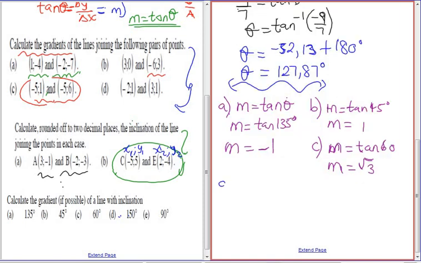Let's go for D. You're seeing that the angle of inclination given at D is 150. Again, you can see how that is an obtuse angle, right? So we are expecting gradient to be negative. So in this situation, when you put tan of 150, you're definitely getting -√3/3 as your gradient.